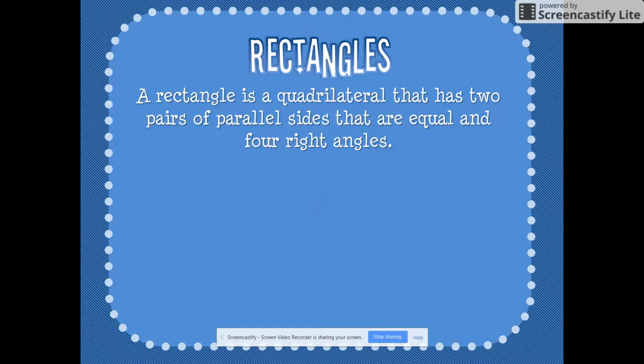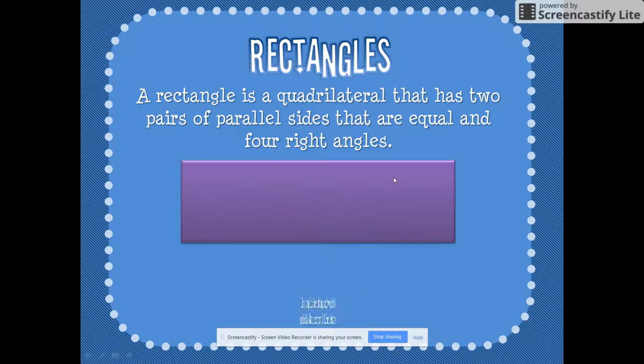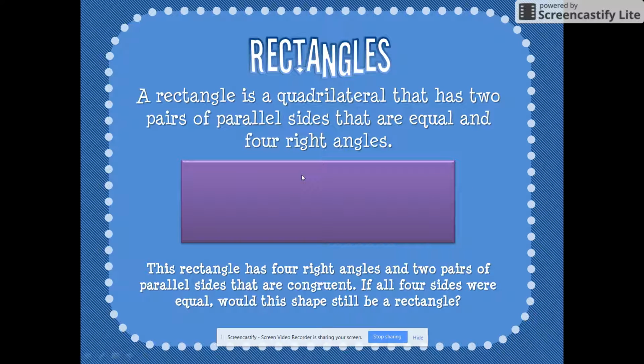Rectangles are a close relative of squares. It's a quadrilateral that has two pairs of parallel sides that are equal and has four right angles. So it's kind of like a square, but it's been stretched out so that all four sides are not the same length. It still has four right angles like a square, but the lengths are not all the same. The top length is equal to the bottom length. The left length is equal to the right length, but they're not all the same. So as we learned yesterday, a square is a type of rectangle, but a rectangle is not a type of square.